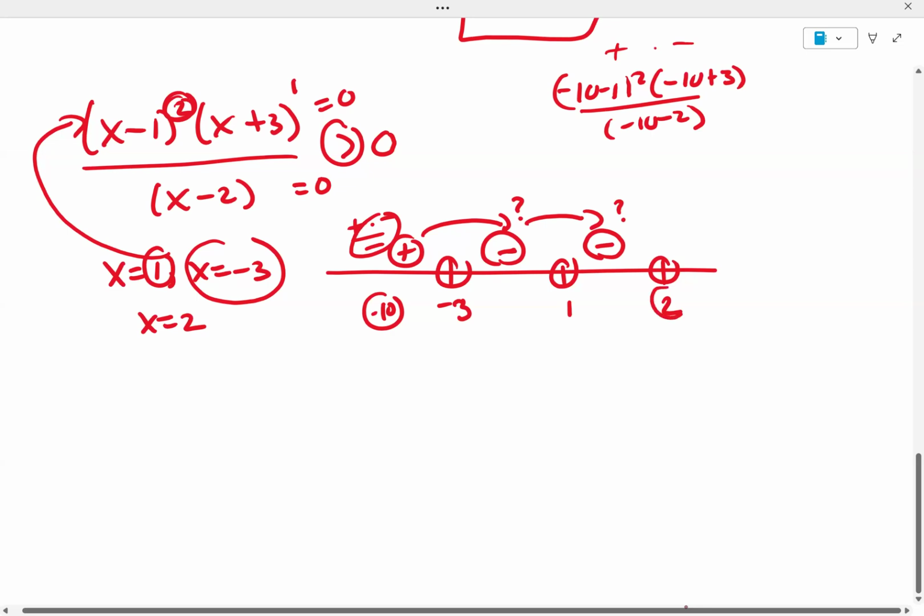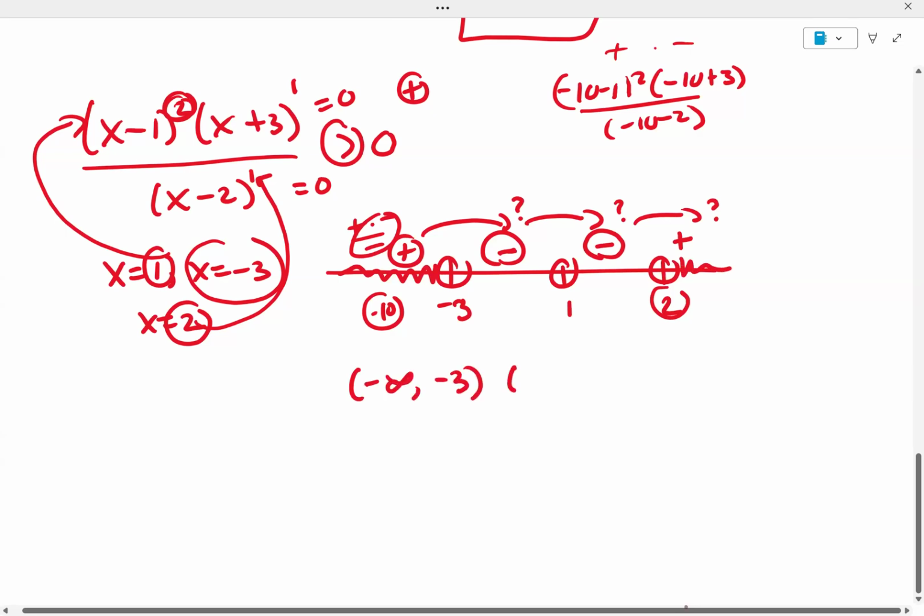And then 2 comes from this. What's the question mark? Is it the same sign? Is it going to be minus, or will it be plus? Look here at this critical point 2, came from the odd power, so it's going to alternate. So where am I greater than 0 is where my number line is positive. And that's happening from -infinity to -3, and then from 2 to infinity.